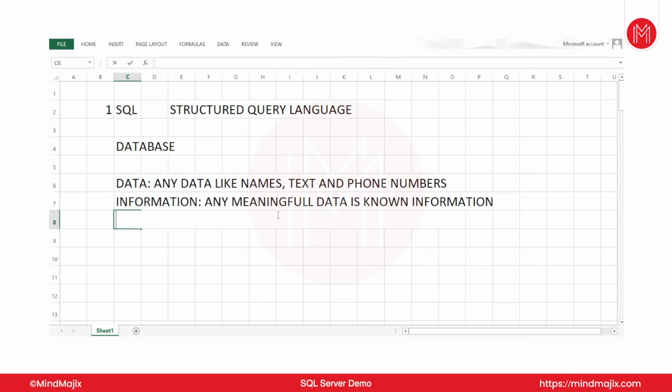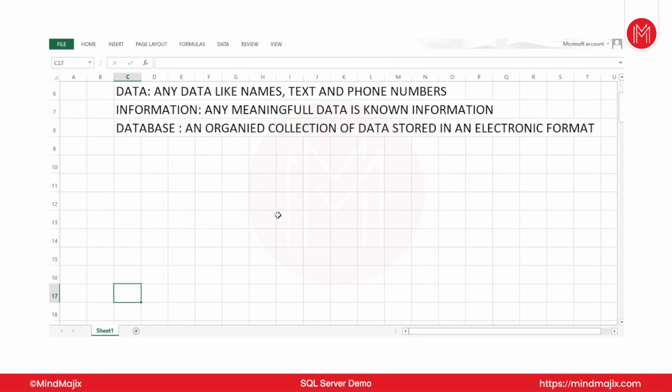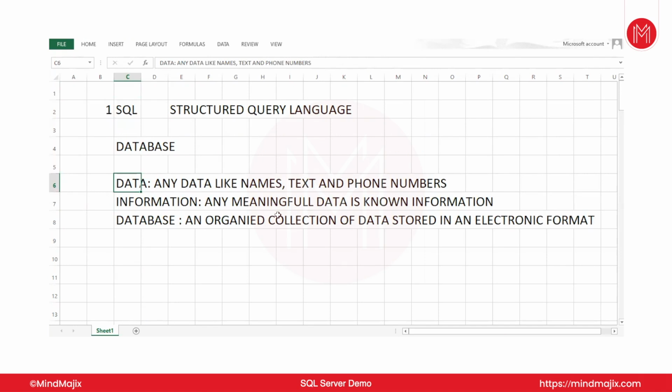Again, we may get a doubt about what a database is. As I said, a database is an organized collection of data stored in an electronic format. What does data mean? Any data, for example names, text, and phone numbers, all come under data, and any meaningful data is known as information.